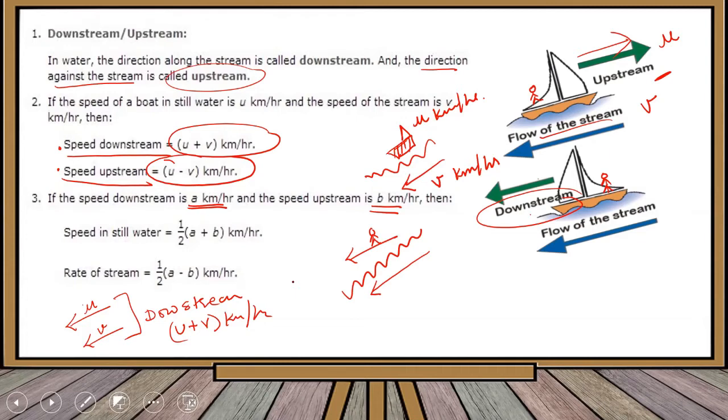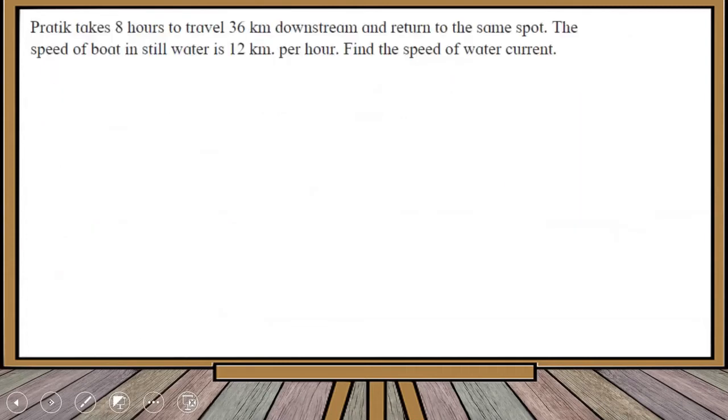Now let us solve some examples. Okay, now question number 1 says Pratik takes 8 hours to travel 36 kilometer downstream and return to the same spot.